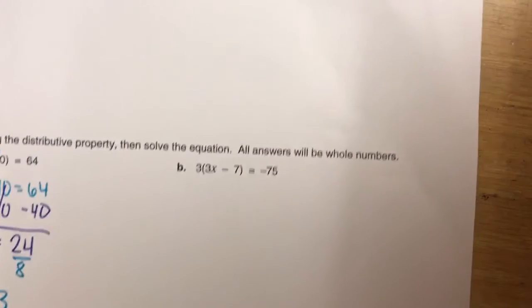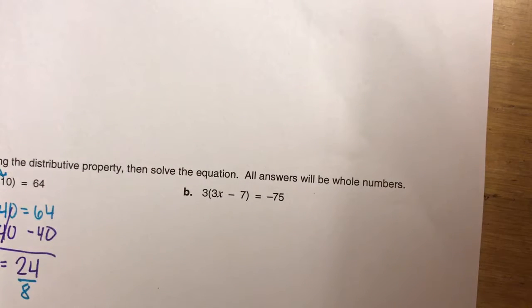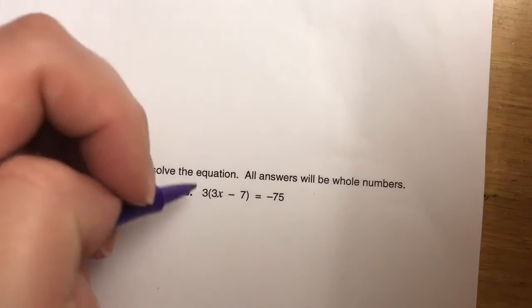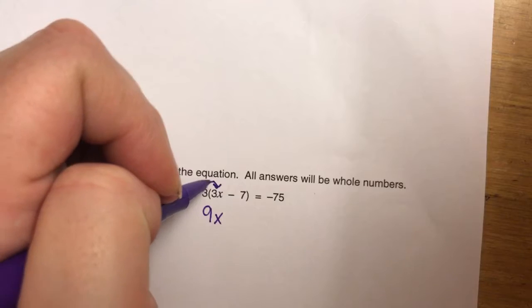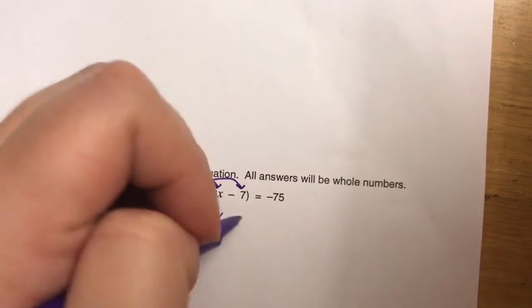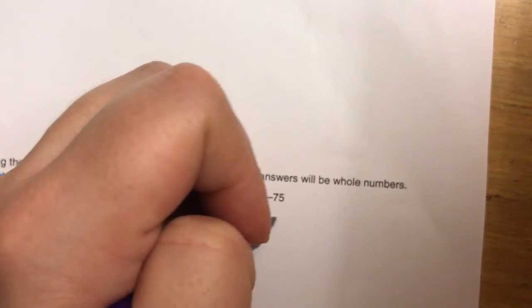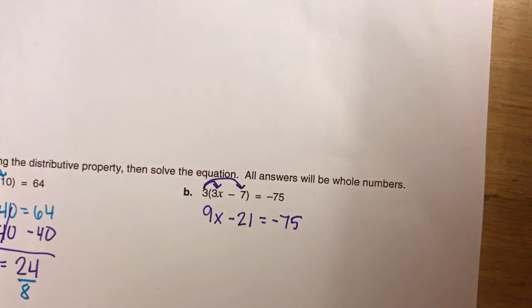I'm going to go ahead and do one more problem over here. This is another distributive property problem. So I have 3 times 3x, which is 9x, and then 3 times negative 7 is negative 21. Bring down the equals negative 75. And again, I don't have any like terms to combine, so I'm going to move variables to one side and integers to the other.